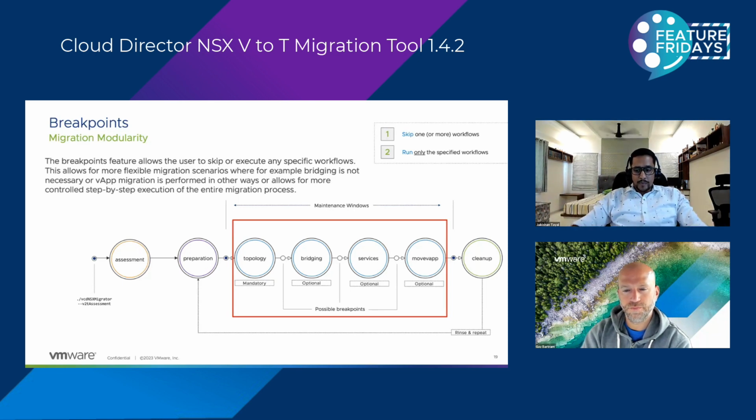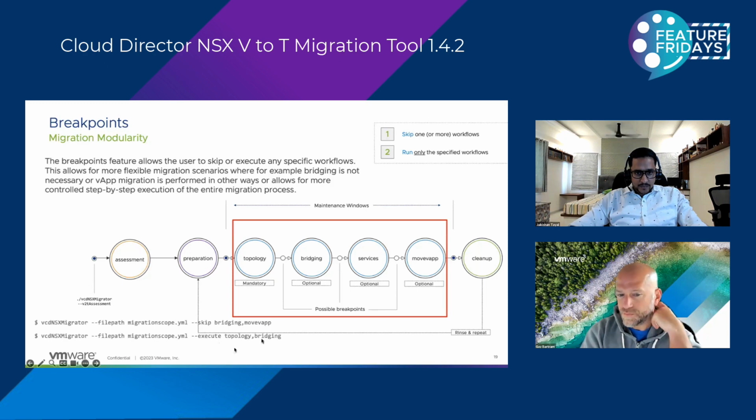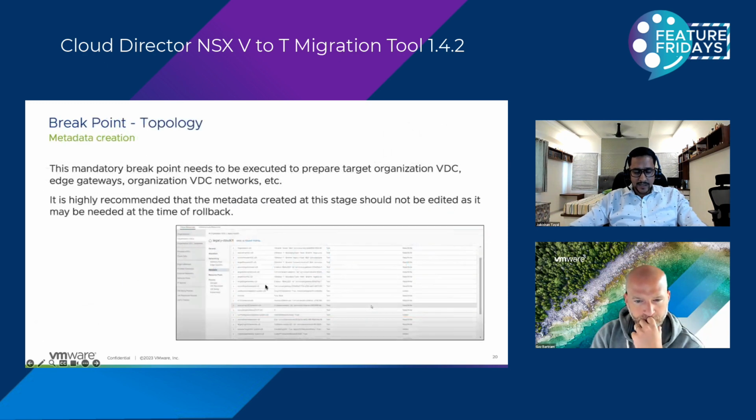Just to show you what the metadata looks like, it's something like this. I'm at the org VDC level, and there's a tab called metadata. By default, if you look here, it's empty. But after you have run that topology command, it will create such data for you, which is used by the tool for migration and for rollback if needed.